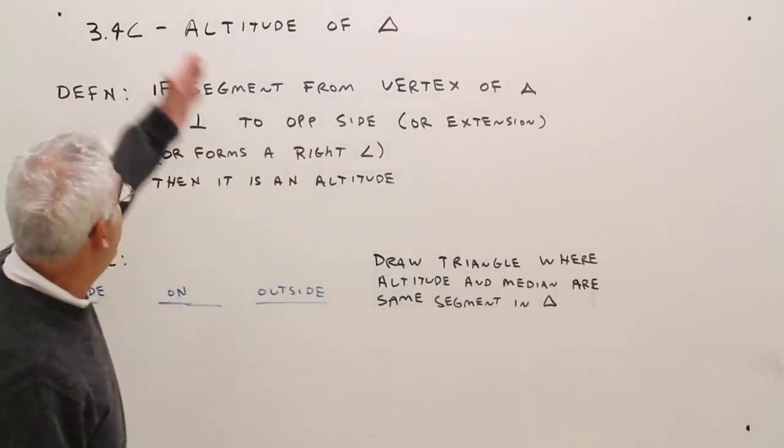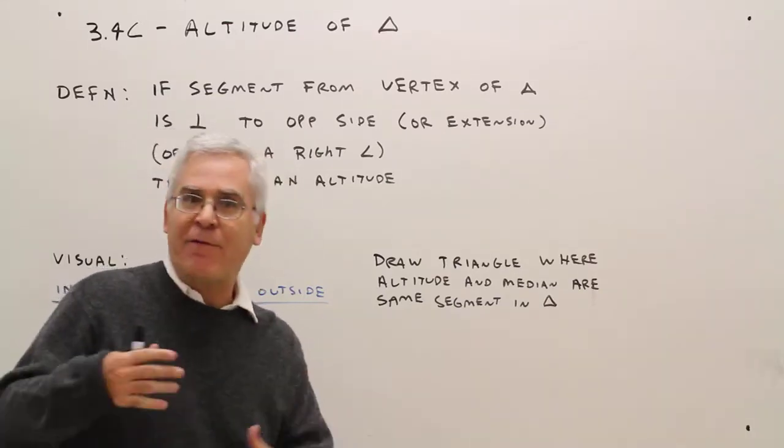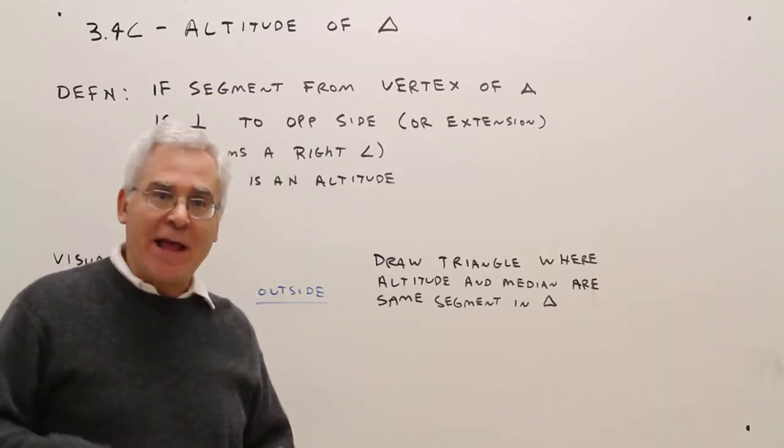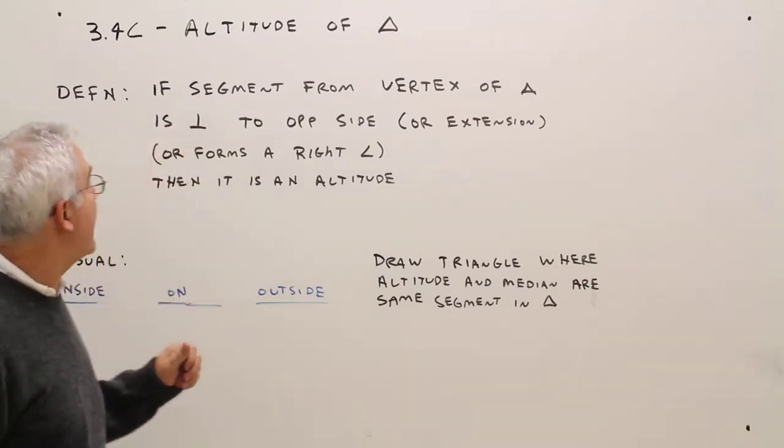Welcome to video 3.4c, altitude of a triangle. In this video, I'll just give the definition and some visuals, and then the next video will deal with the proof. Okay, so off the bat, let's do a definition.